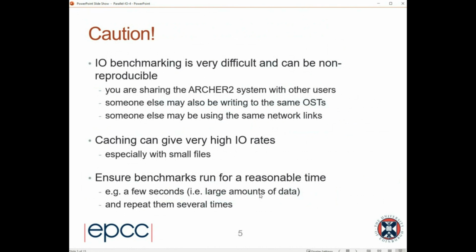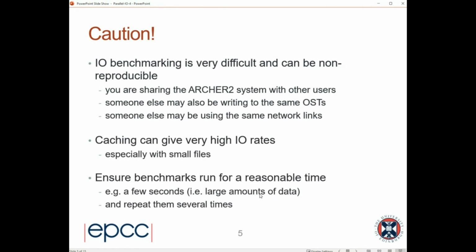As a caution, benchmarking is very difficult and can be non-reproducible. You're sharing the ARCHER2 system with other users. Someone else may also be writing to the same OST. Someone else may be using the same network links. So actually, those results I showed you in the talk came from 10 runs, taking the maximum. I did it at a fairly quiet time, so it wasn't too variable.